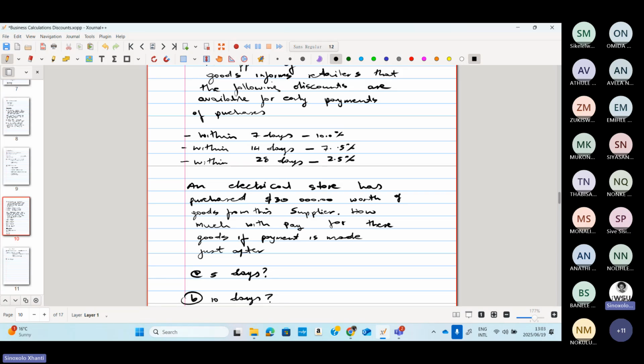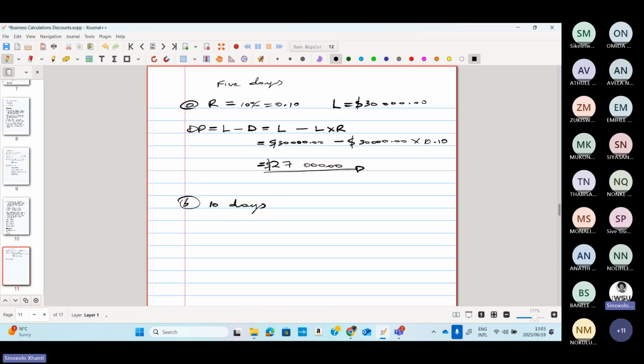So we are at 7.5%. So 10 days, we are at 7.5%. This means that our R is equal to 7.5%, which is the same as 0. I'm going to move this one 2 times here and then 0 before, so we have 0.075.